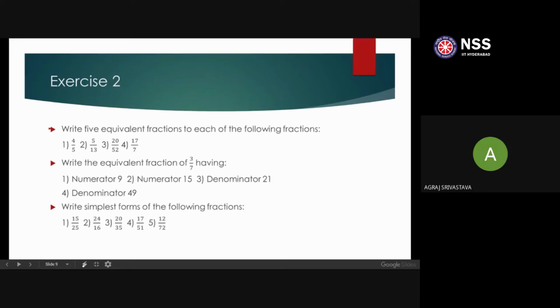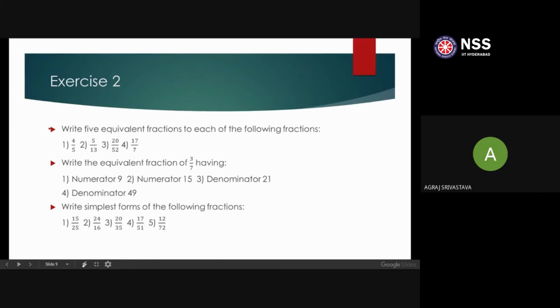The other two examples can be done in the same way. Just pick out 5 positive whole numbers, and just multiply both numerator and denominator by them. Now, for writing the equivalent fraction of 3 by 7 with numerator 9, to get the numerator to 9, 3 has to be multiplied by the coefficient 3, which means the denominator would have to be multiplied by 3 as well. And that will result in the final fraction being 9 divided by 21.